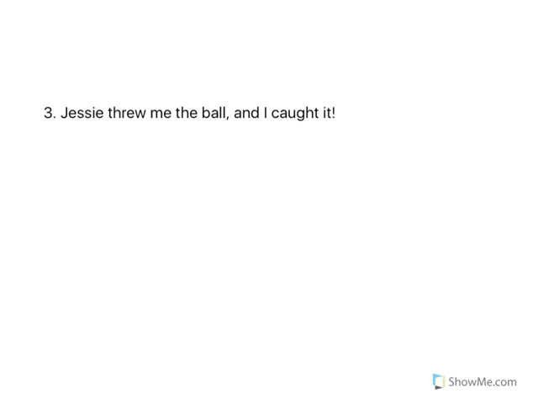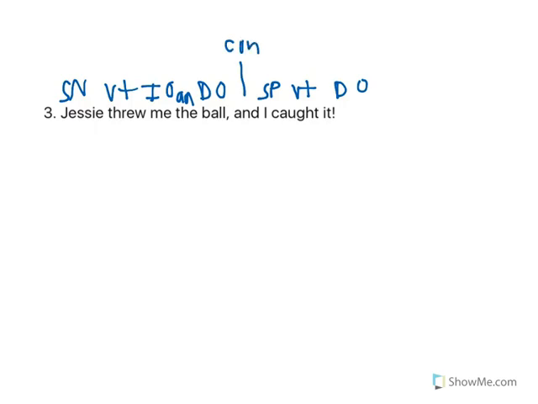Our third sentence says, Jessie threw me the ball and I caught it. So our subject noun is Jessie. Jessie what? Jessie threw. Jessie threw what? Ball. And then here's our indirect object, which we just recently learned. Threw the ball to whom? To me. I caught it. Subject pronoun, verb transitive, and then it is our direct object. And is going to be our coordinating conjunction here.